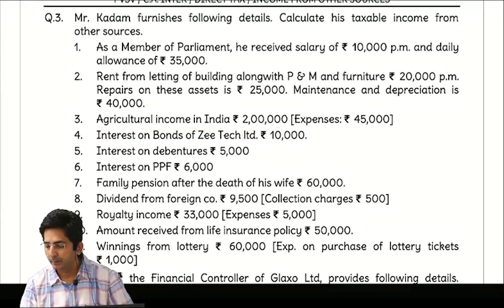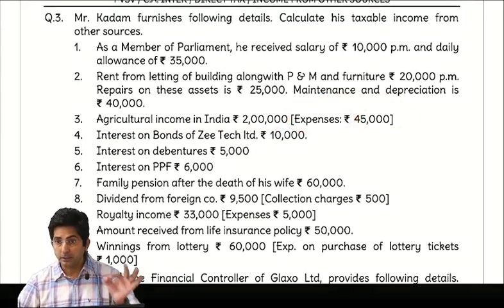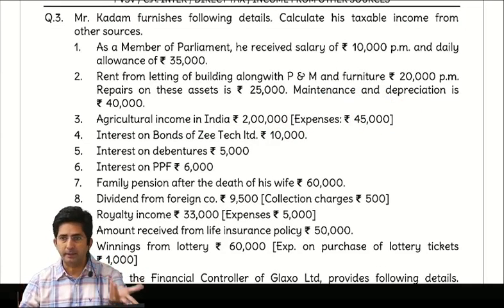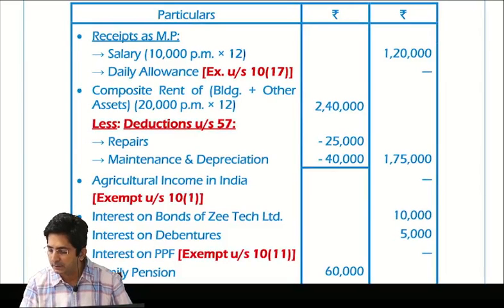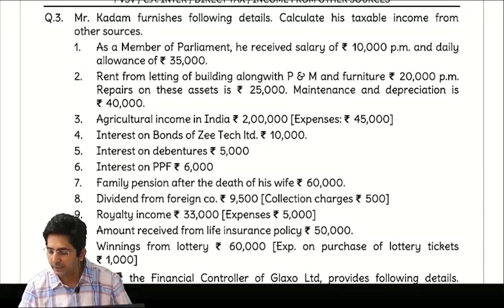It is exempt. So what to do with expense? Ignore. What is our rule? Taxable income, deduct the expense. Exempt income, ignore the expense. So this is exempt income, so ignore the expense. This will directly come dash in the outer column. Okay. Exempt under section 10(1).